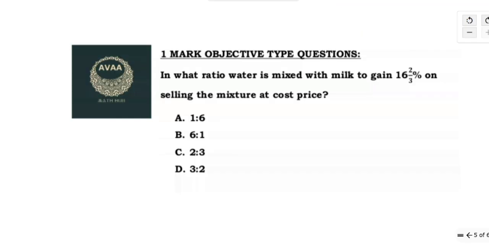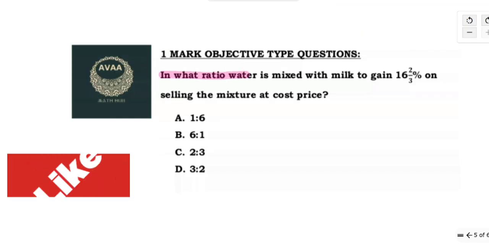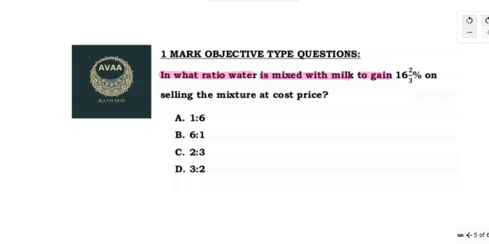Now the next question. In what ratio water is mixed with milk to gain 16 2/3% on selling the mixture at cost price? So this question is quite different. Here we are going to follow the formula which was discussed in the previous video. Selling price is equal to cost price times 1 plus profit over 100. The options are 1 is to 6, 6 is to 1, 2 is to 3, 3 is to 2.